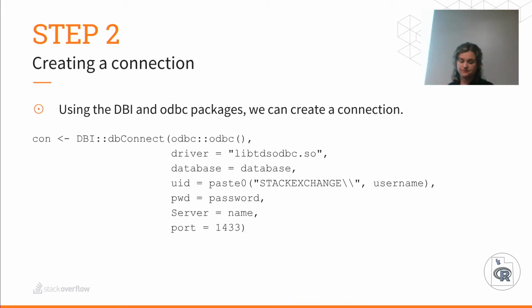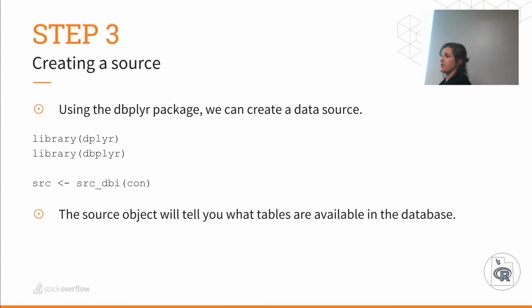Once you have a connection, you create a source, and the source is a data source. I use the dbplyr package to create a source DBI object. So you take the connection, you create a source object, and then if you type out src in the console, it'll tell you all the tables that are available in that database. It will just list them all out for you. So this is how you start from where you are, and then how you get to connect there.